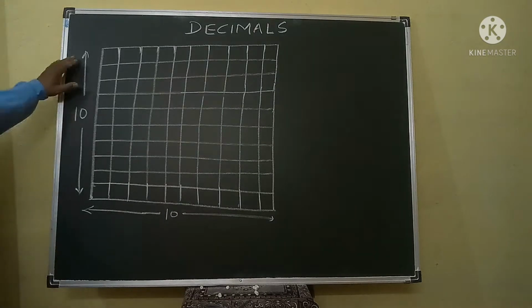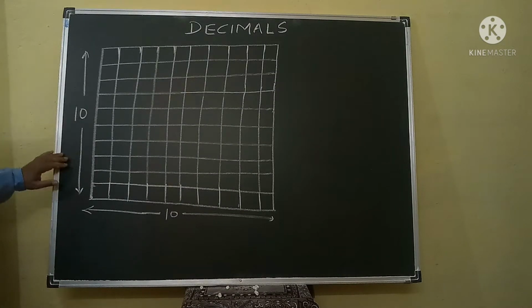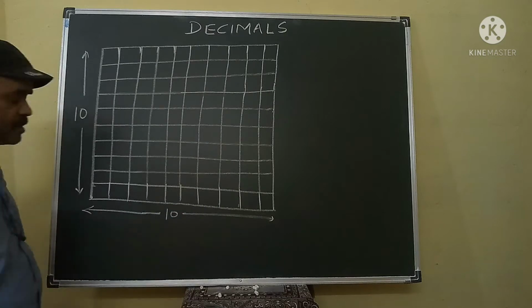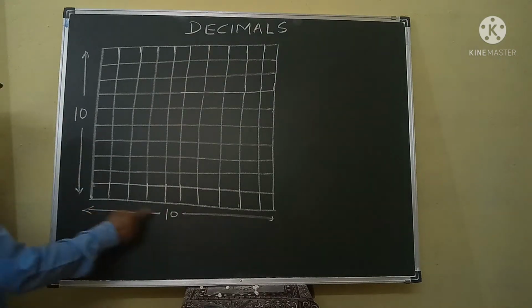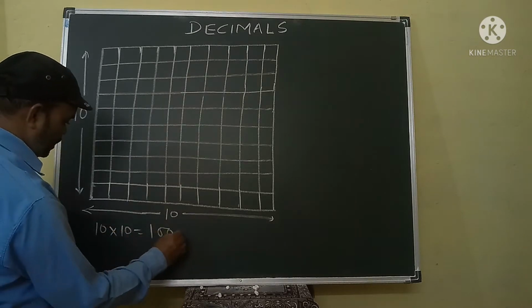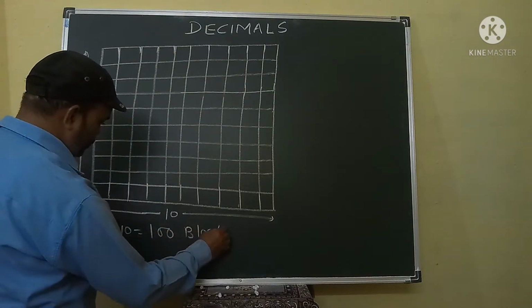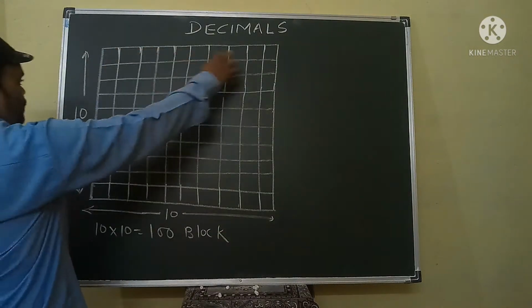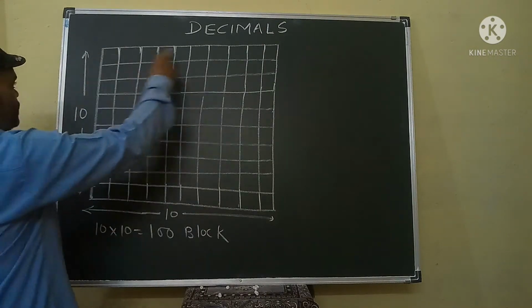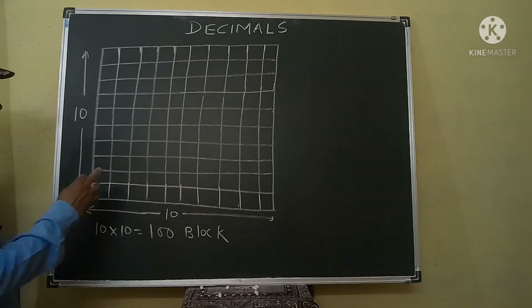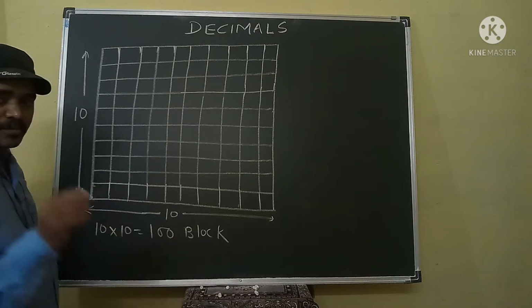That means in vertical column there are 10 boxes. Now in horizontal way there are 10 boxes. So how will we count? 10 into 10. 10 into 10 means 100 blocks. That means this is one big rectangular box, and this rectangular box is divided into 100 small blocks.